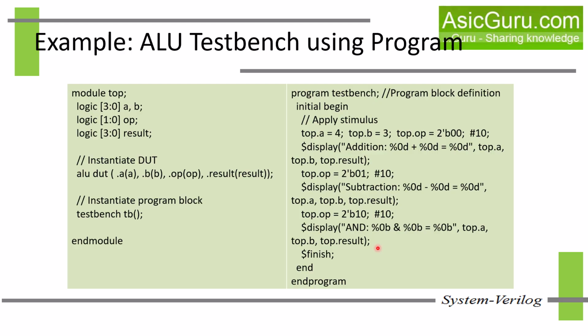So this example shows how program blocks cleanly separate the test bench logic from the design. Because this program block would execute in the reactive region and the design has already settled in the active region, this would ensure race-free execution, and it also ensures the correct order of execution between test benches and design modules.